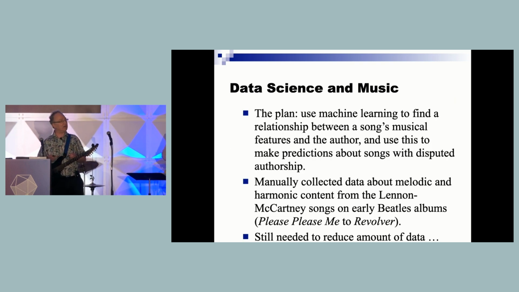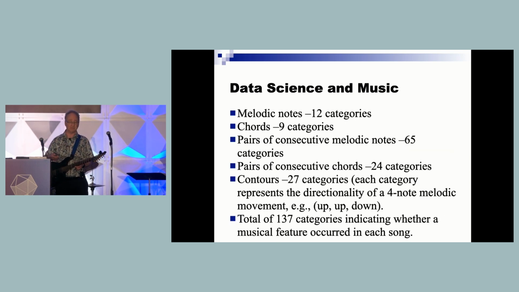So I wanted to use machine learning and data science to figure out who likely wrote the music. So I got together with Mark Glickman, who's a statistician at Harvard, and he had a student. And so what I did is I collected by hand all the music, note by note and chord by chord, of the Beatles up to the end of Revolver. I think it was 6 or 7 albums. And used all that data, and I collected what notes were played relative to the key, sequence of 2 notes, chords, sequence of 2 chords, and the contour of 4 successive notes in the melody.